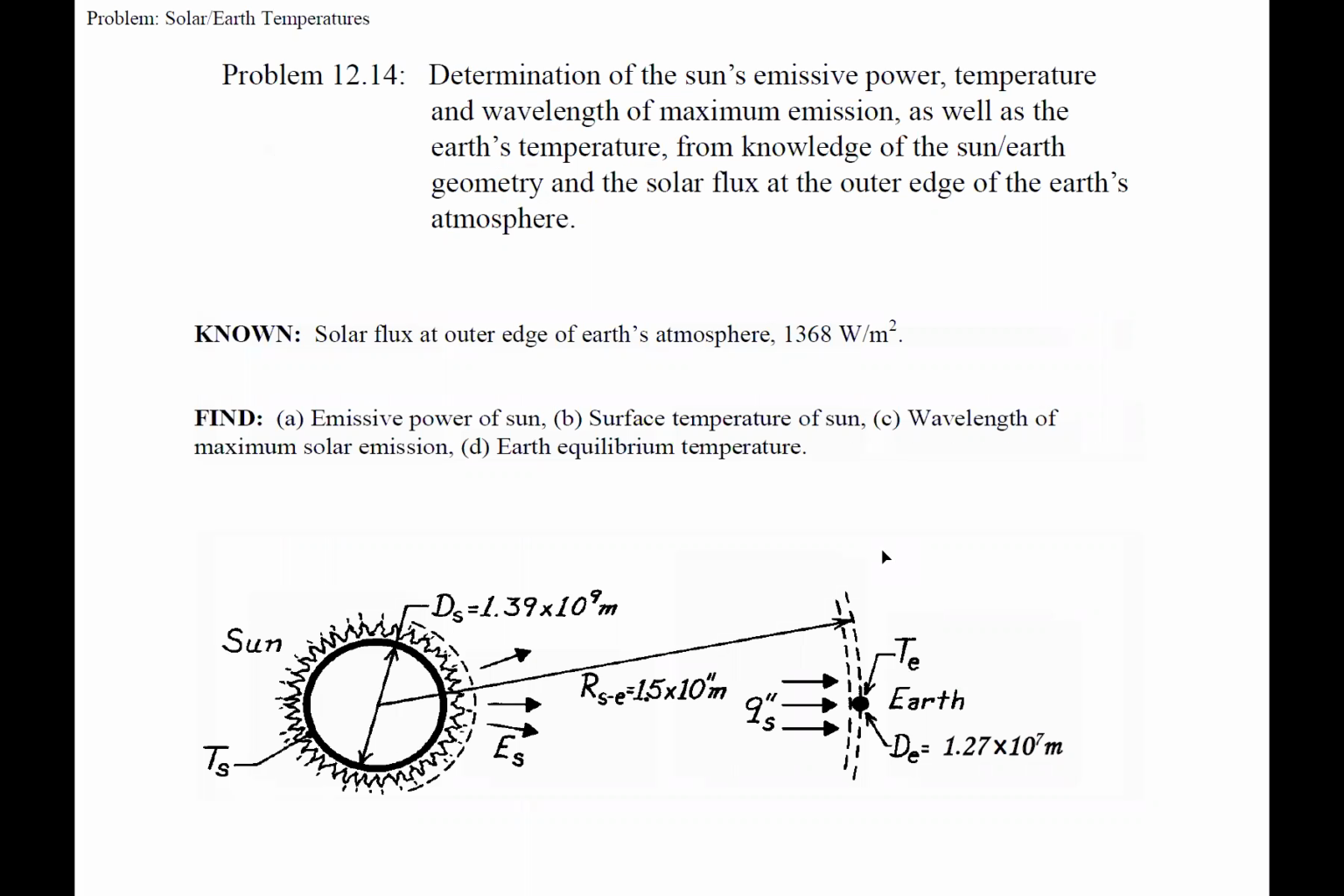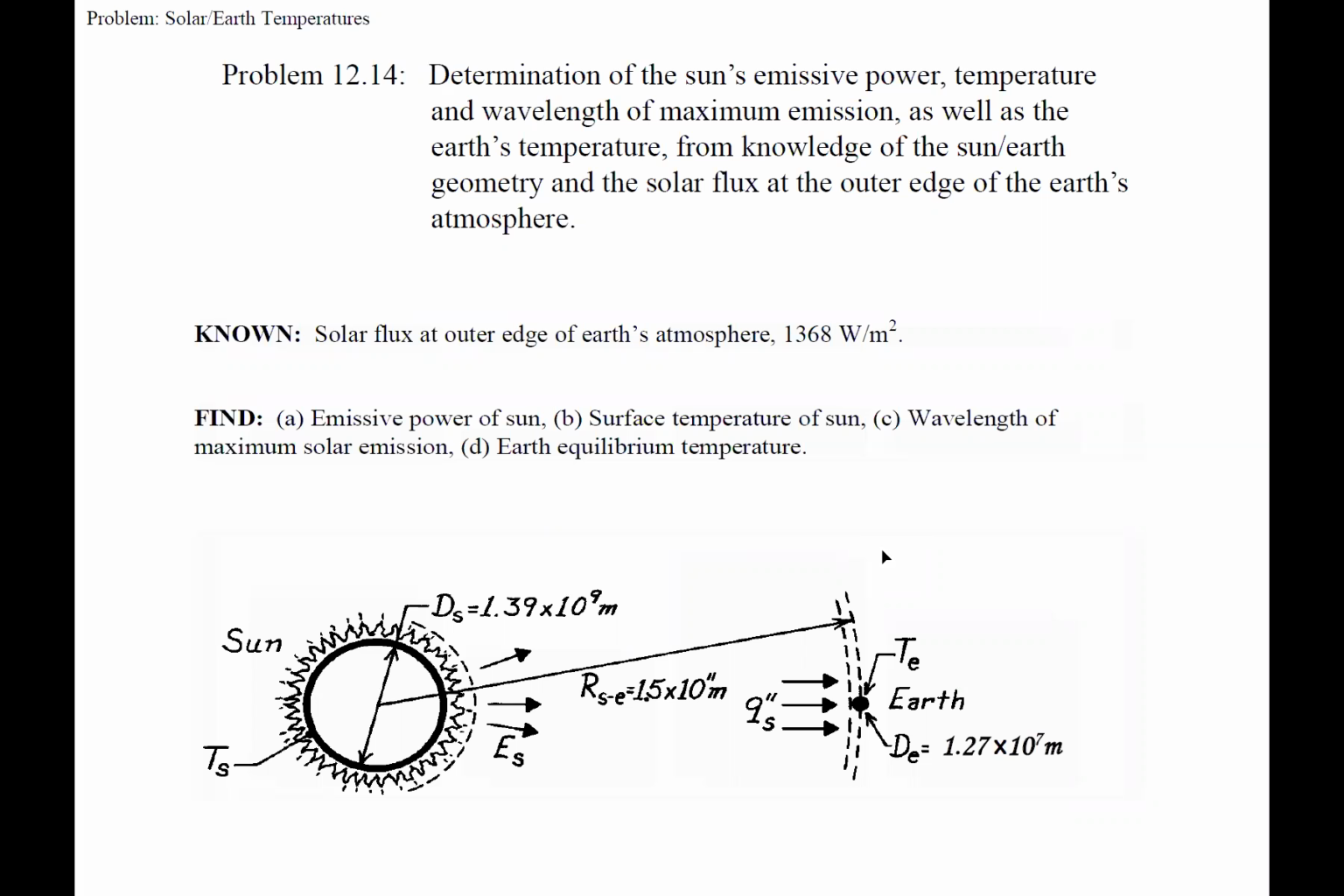Another example is 12.14. Let me flip to it. The energy flux associated with solar radiation incident on the outer surface of the Earth's atmosphere has been accurately measured and is known to be 1,368 watts per meter squared. The diameters of the Sun and Earth are 1.3 times 10 to the 9th and 1.27 times 10 to the 7th meters, respectively. And the distance between the Sun and the Earth is 1.5 times 10 to the 11th meters.